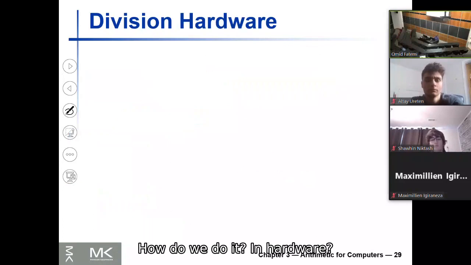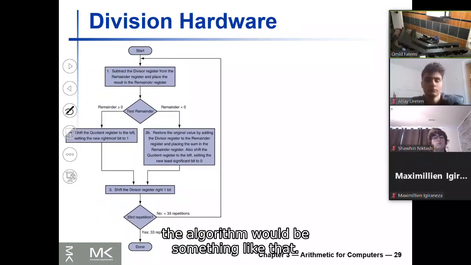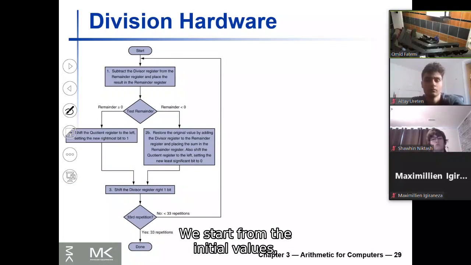So how do we do it in hardware? Exactly as we talked. So again, in the hardware, the algorithm would be something like that. We start from the initial values.